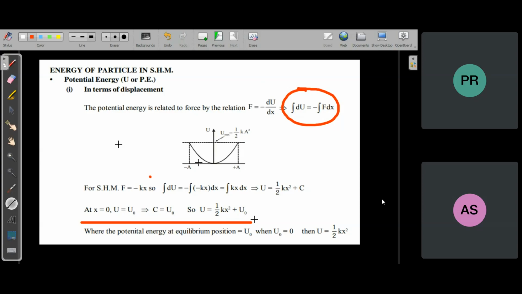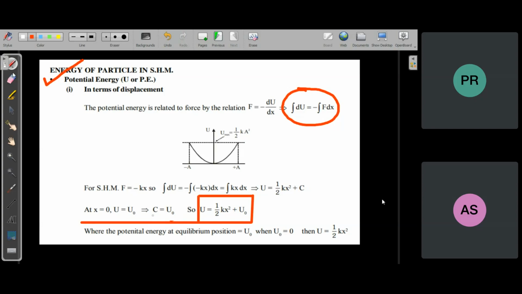Maybe the minimum value is U naught. So the correct equation of the potential energy is this. Many times a student makes a mistake. They simply write half kx square. That is not the correct equation of the potential energy. The equation of potential energy will become half kx square only if it is known that potential energy at the mean position is zero, or if some assumption is taken that, okay, I am assuming that potential energy at the mean position is zero.